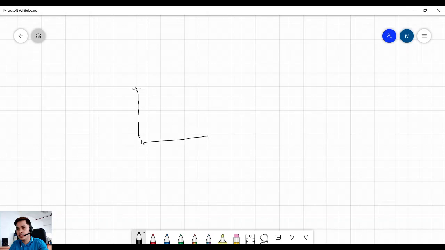Alright, so let's say this is our graph. Our perfectly elastic demand looks like this. So this is our Q, and this is our P. It means that even a slight change in price, your quantity demanded will change drastically.